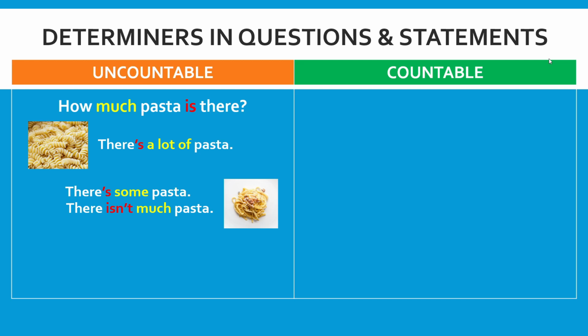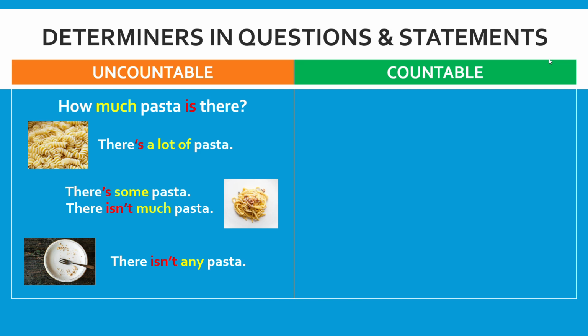However, take note that when you want to use some, it is used in an affirmative sentence, whereas when you use much, it must be used in a negative sentence. Last but not least, now the plate is empty. There's no more pasta. So how do you say it? There isn't any pasta.